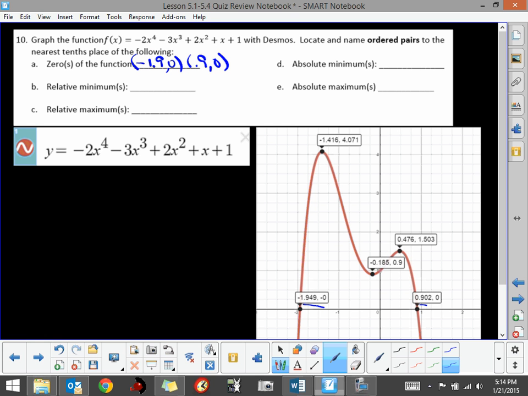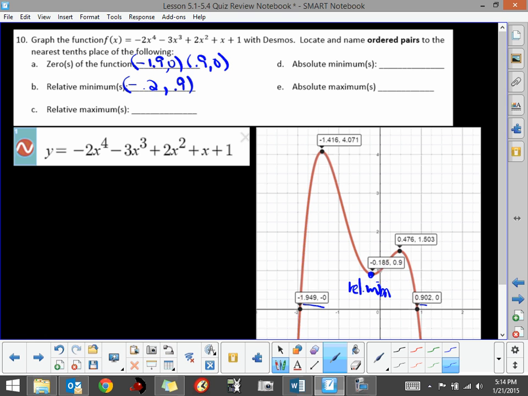Relative minimums. Are there any places where it's low in a relatively small area? And this is our relative minimum right here. So we're going to round that off to the nearest tenth. So that's negative 0.2 comma 0.9. So that's our relative min. I'll go relative min for that.